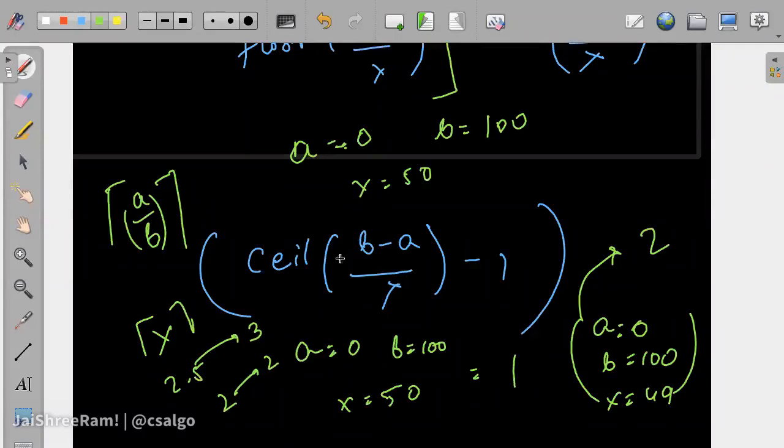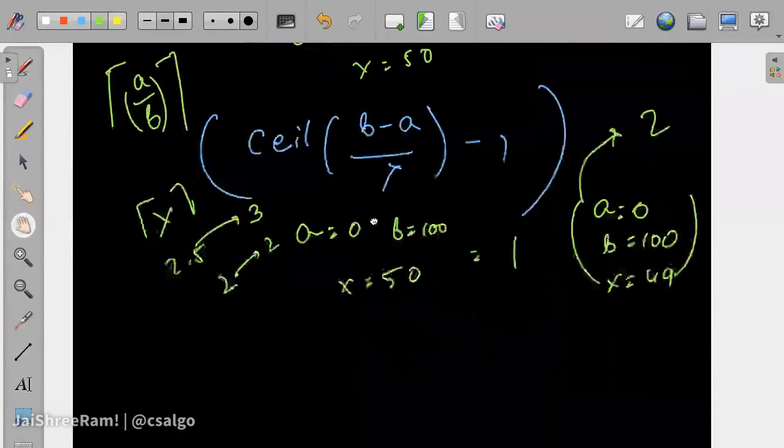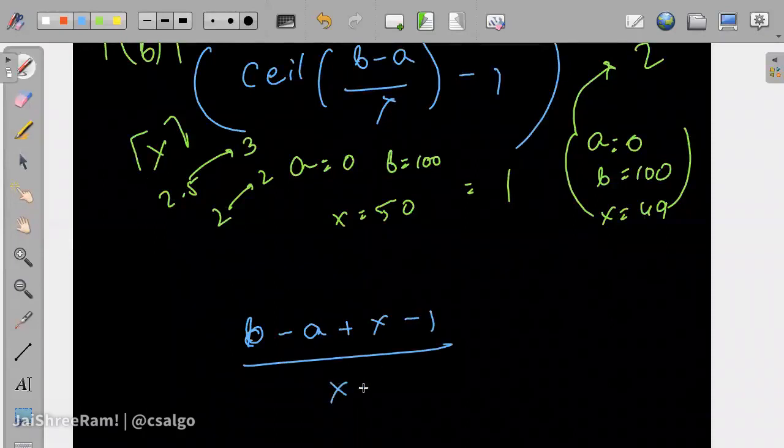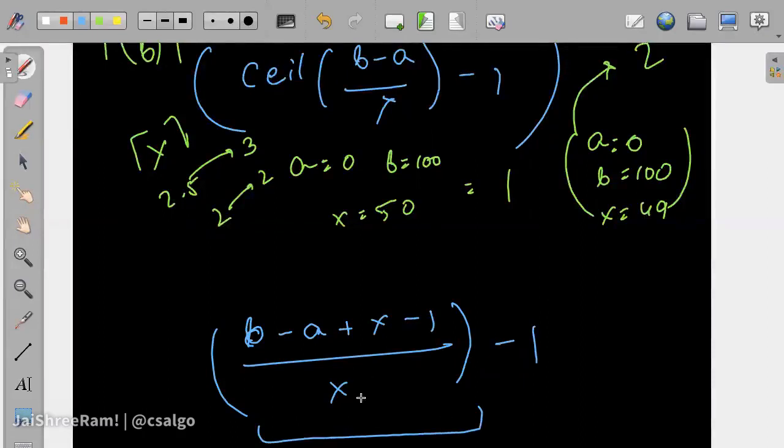So this particular function works in both of them. And how do we write ceil in code? If I have to write the ceil in code, we can use something like this: (b - a + x - 1) / x. So this will give us ceil of (b - a) by x.